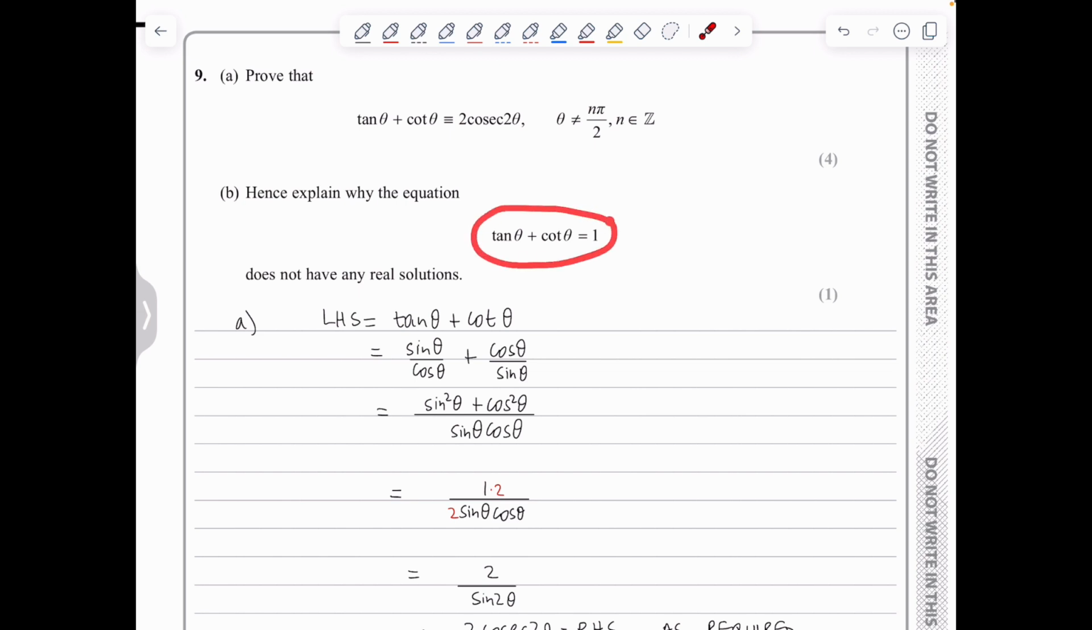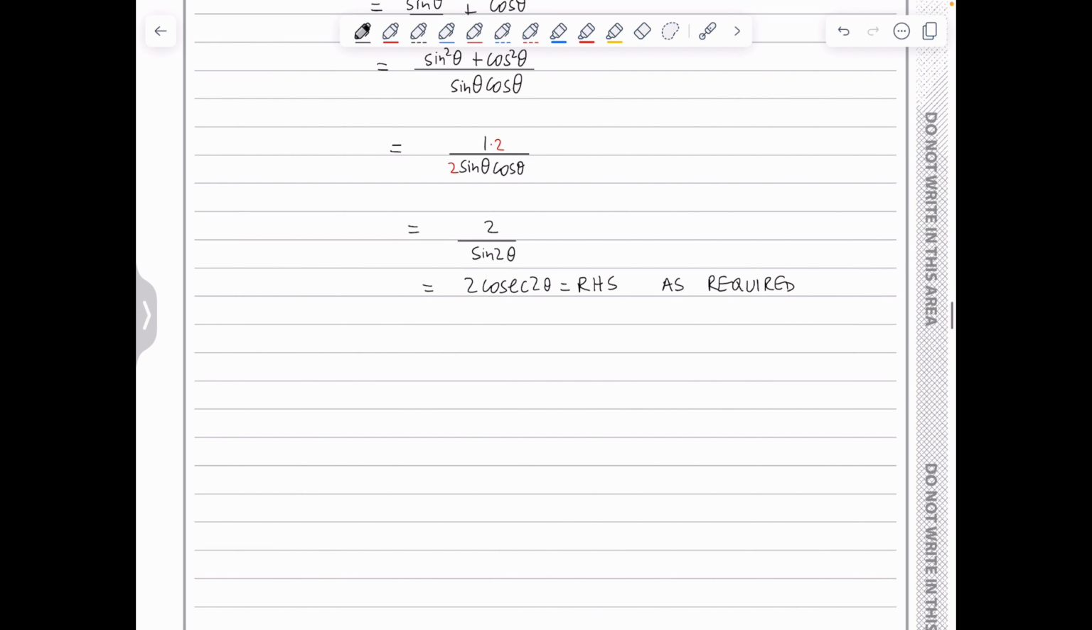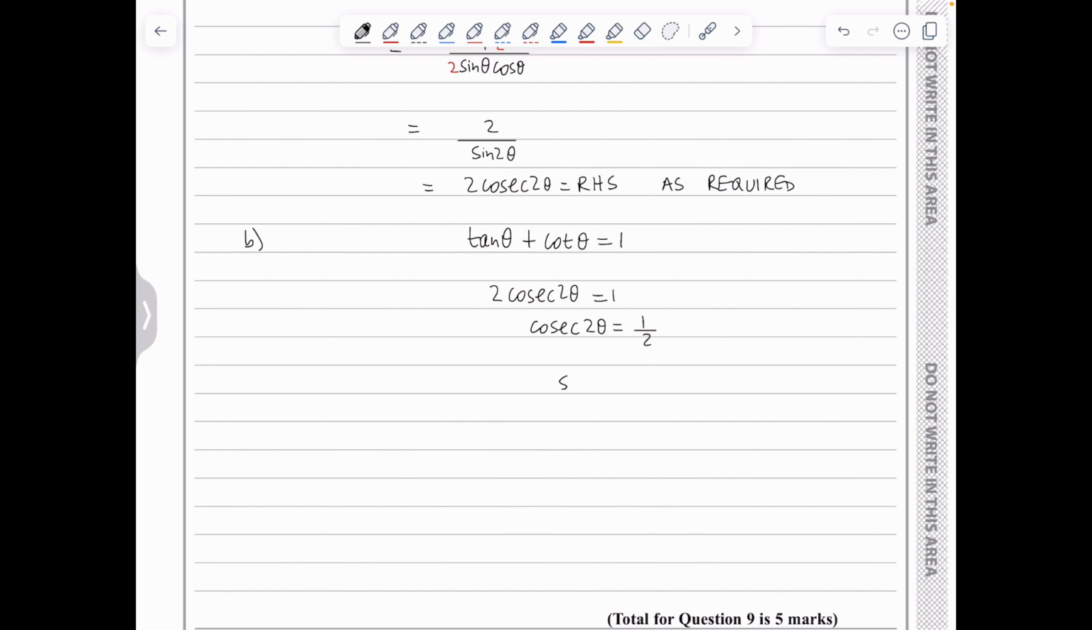In B, we are asked to explain why the equation tan theta plus cot theta is 1 does not have any real solutions, and I will start by using the identity we've just proved. So if we have tan theta plus cot theta is equal to 1, using the proven identity, I can write this as 2 cosec 2 theta is equal to 1, which leads to cosec of 2 theta being a half. Well, we know that cosec is the reciprocal of sine, so this means that we can write this as sine of 2 theta is equal to 2.